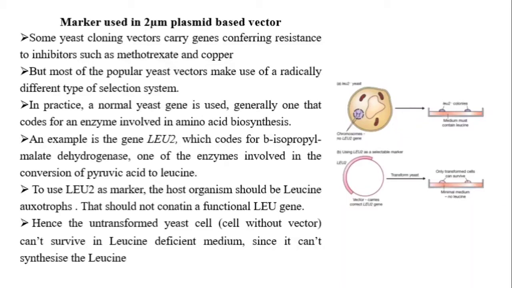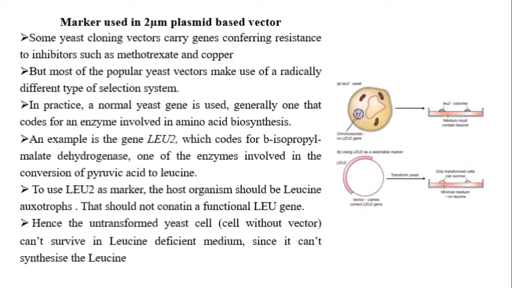For example, there is the LEU2 gene, which codes for isopropyl malate dehydrogenase, one of the enzymes involved in the conversion of pyruvic acid to leucine. That means this LEU2 gene has a role in the synthesis of leucine.